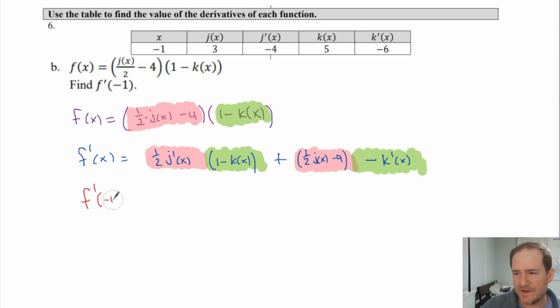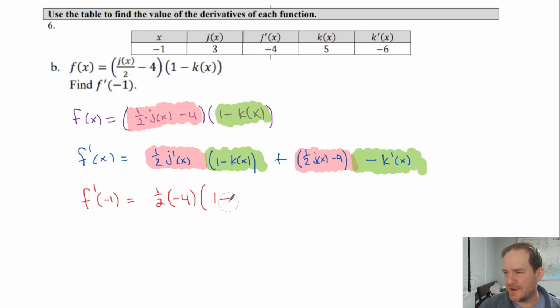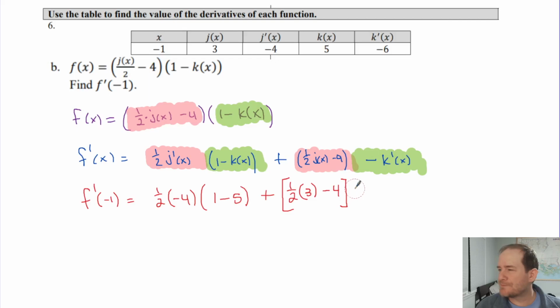So they want f prime of -1. So that means I need a 1/2 times j prime of -1, that's still -4. Then I want to multiply that by 1 minus k of -1, that's the 5. Then we'll add to that 1/2 times j of -1, so 3. We're subtracting 4 from that, and that should all be in parentheses. And then we're going to just do negative. Now be careful here, because we're multiplying, but we're multiplying by the opposite of k prime. So it'll be negative negative 6 is what it is.